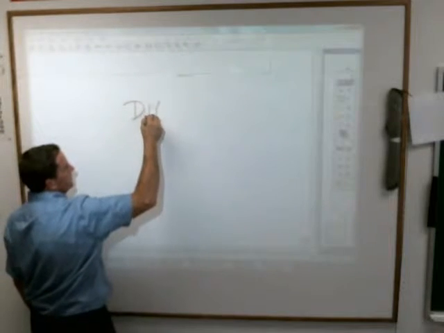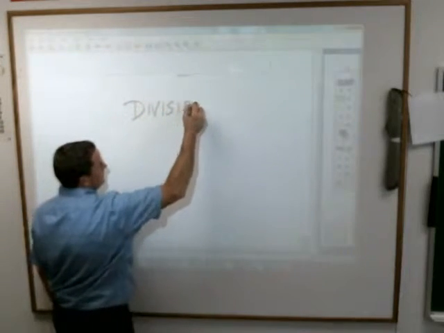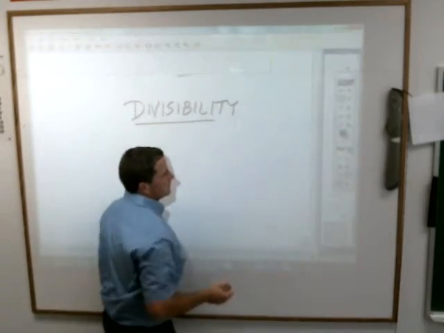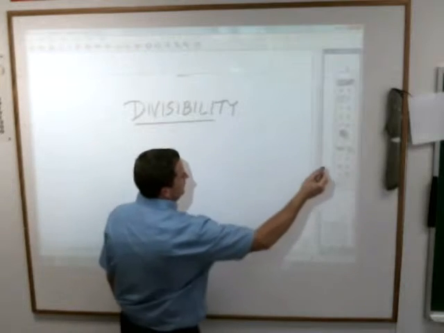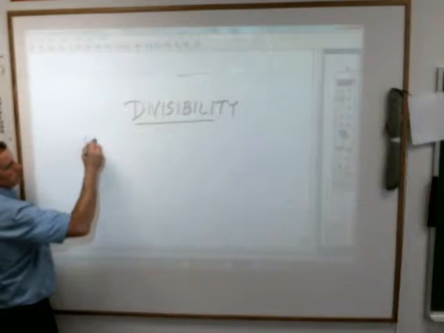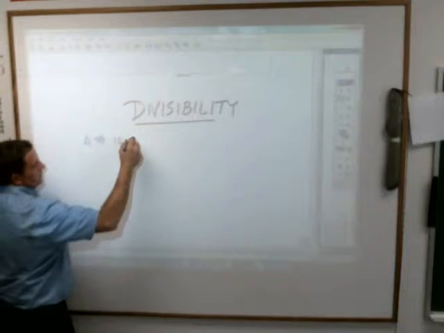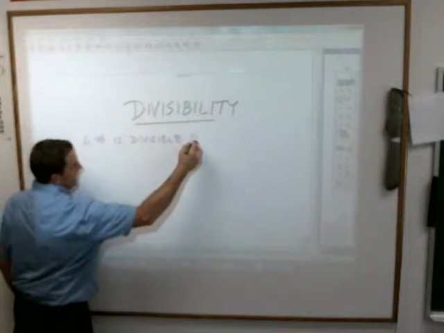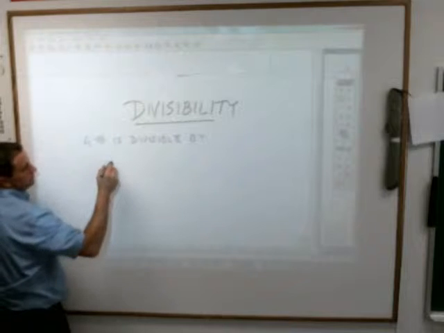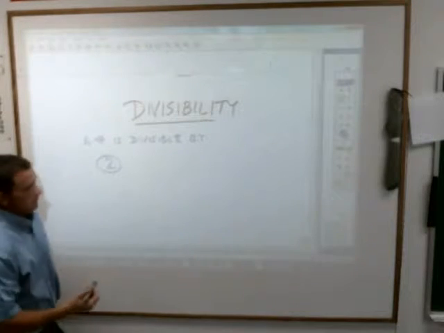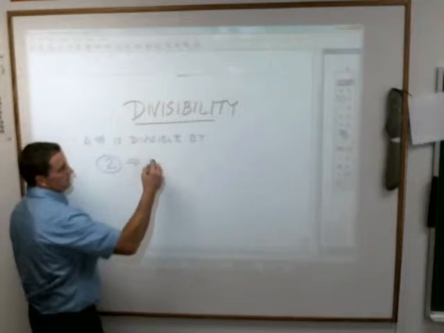Rules of divisibility. Which means, how do I know if a number will go into another number? You know a number is divisible by 2. You can divide a number by 2 if what is true of it? 2 goes into every number that is, we just said it, Peter. Yeah, if it's even, 2 goes into it.